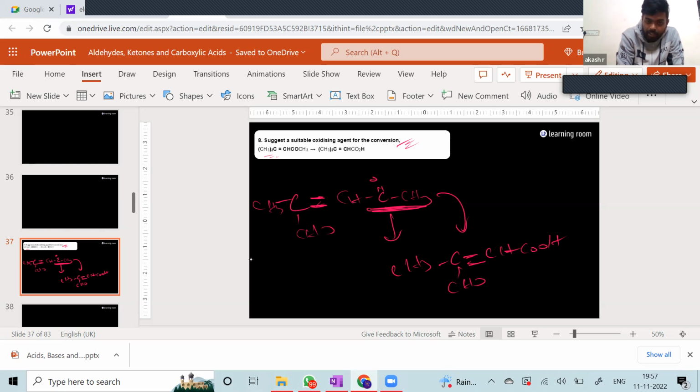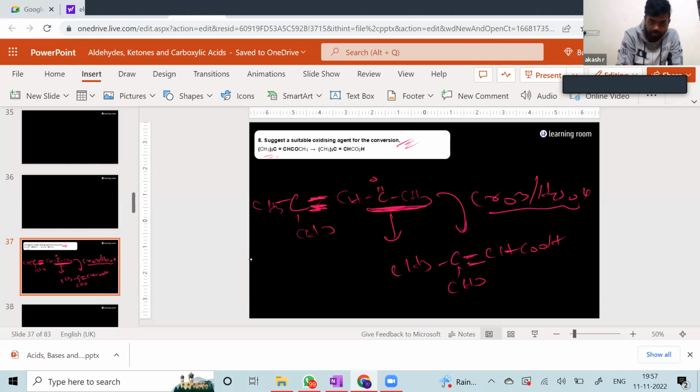So we need to use a very strong oxidizing agent. That is true. And that oxidizing agent should not be able to touch this double bond also. Okay, so all you can go for is CrO3 in the presence of H2SO4. That's the best reagent you will be able to use because CrO3 by H2SO4 is not going to affect this double bond. It is just going to oxidize the ketone to acid.